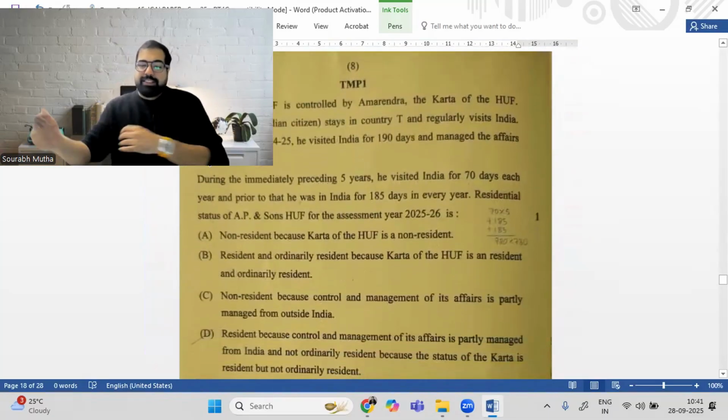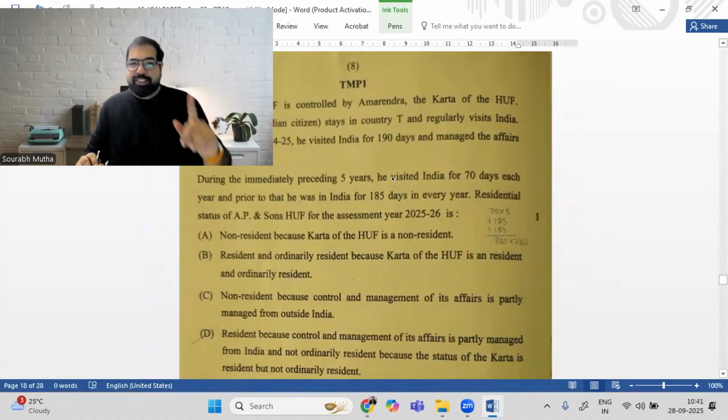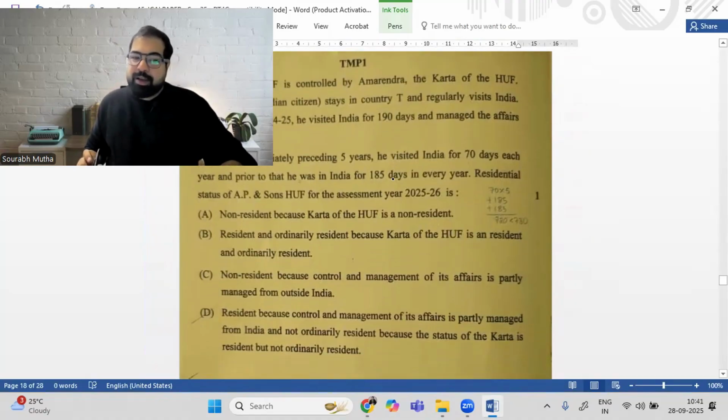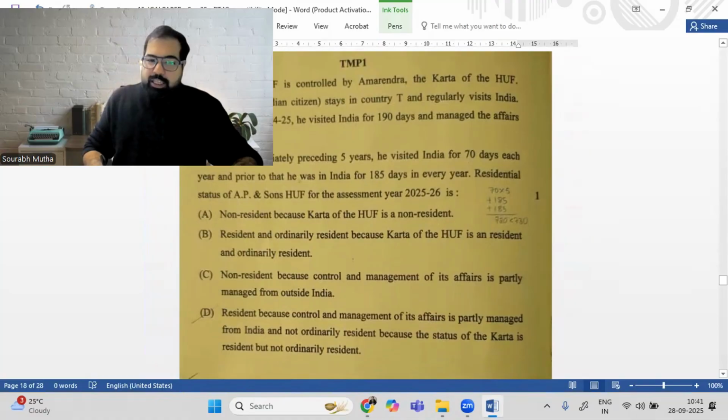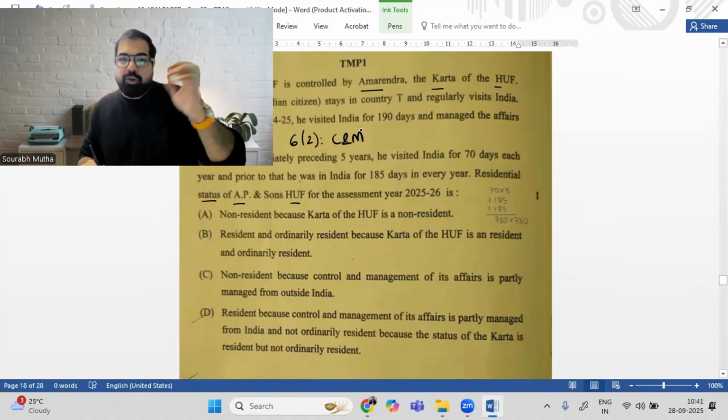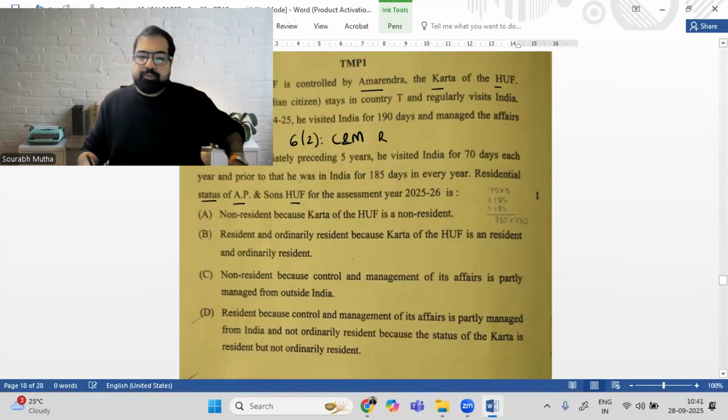Next. This is another question on residential status. Residential status, guys, got 6 marks there, plus 1 mark, 7 marks totally. AP and Sons HUF is controlled by Amrendra, the Karta of the HUF. So basically, what are they asking us? Residential status of AP HUF. So for HUF, the section is section 6(2). It all depends on control and management. If control and management is even partly from India, then it will become a resident.